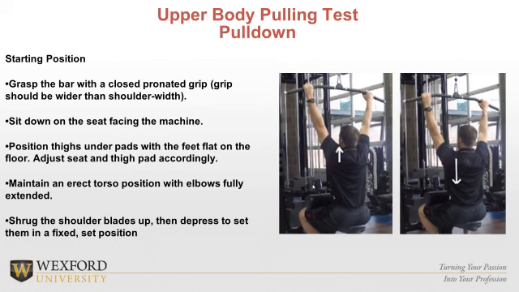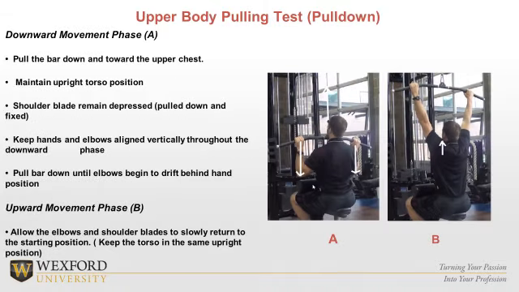The shoulder blades will be pulled down to set the shoulder blades so all the load goes to the lats. This is the set position for the pull down. Now the downward phase, he's going to pull the bar down, keeping his elbows and hands lined up directly.